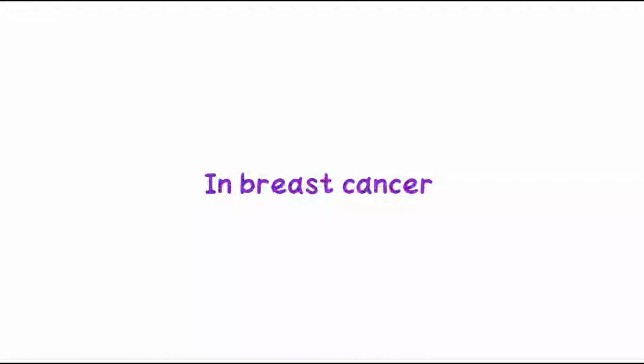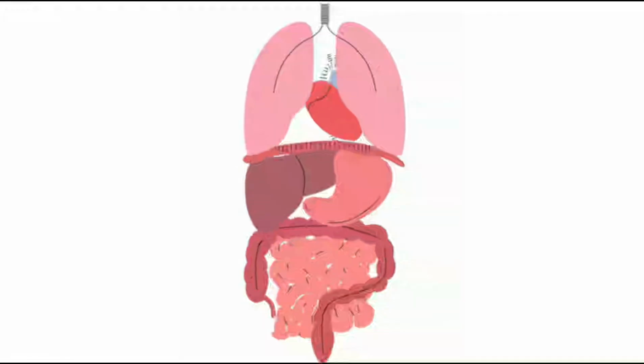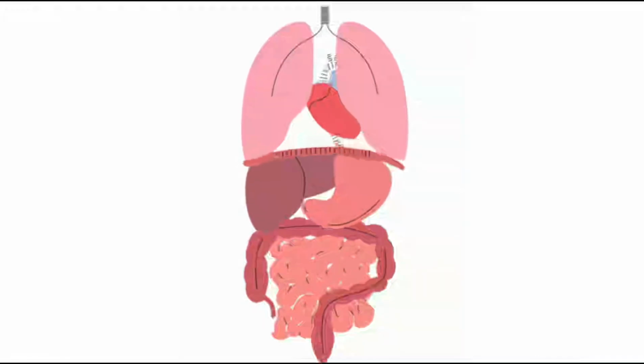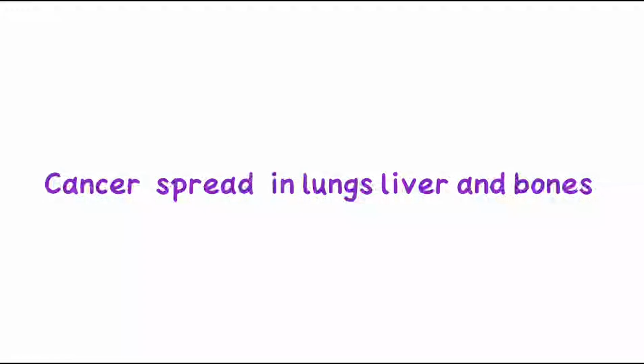Example, breast cancer. Cancer cells express CXCR4, a chemokine receptor. They move toward CXCL12, a ligand highly expressed in the lungs, liver, and the bones. So this cancer often spreads, or metastasizes, to the lung, liver, and the bones. And this chemotactic guiding system is similar to what immune cells use, but cancer cells use it for a harmful purpose.